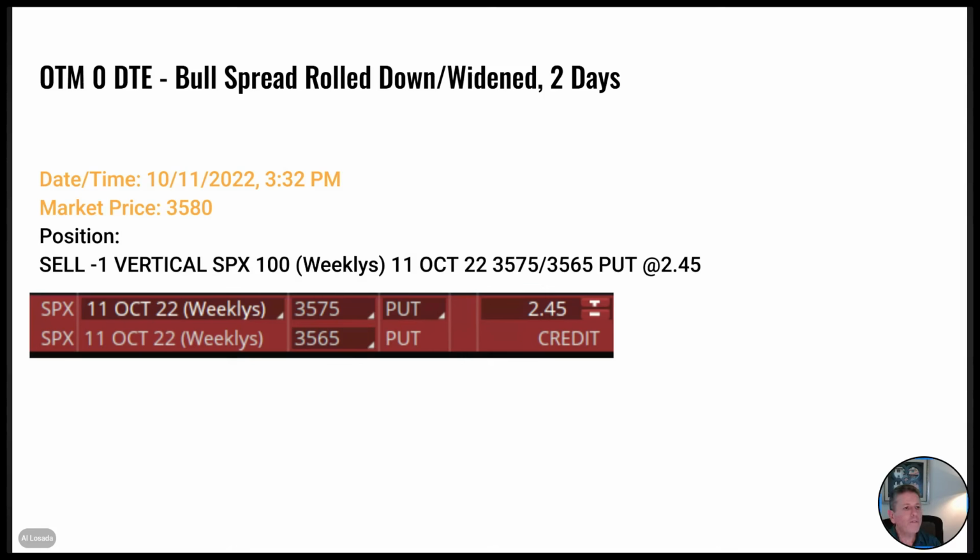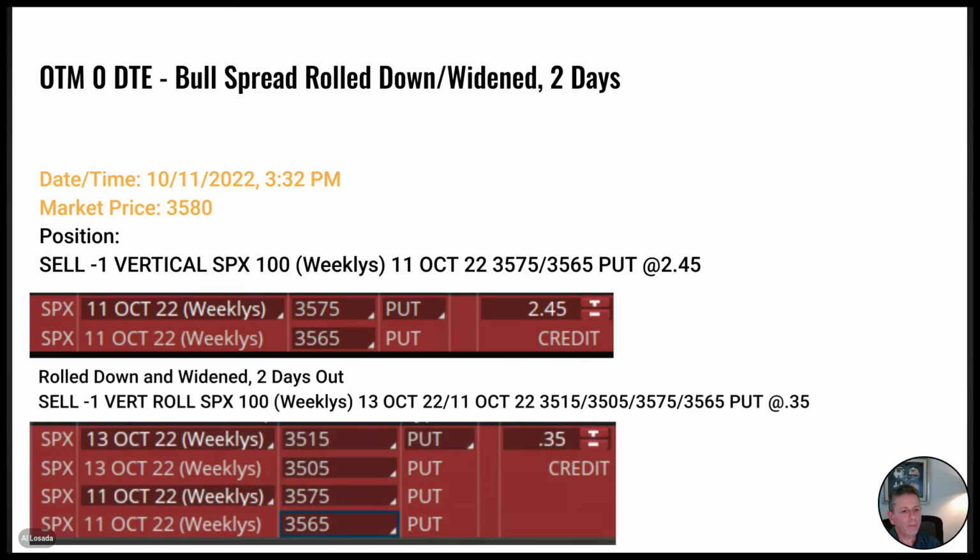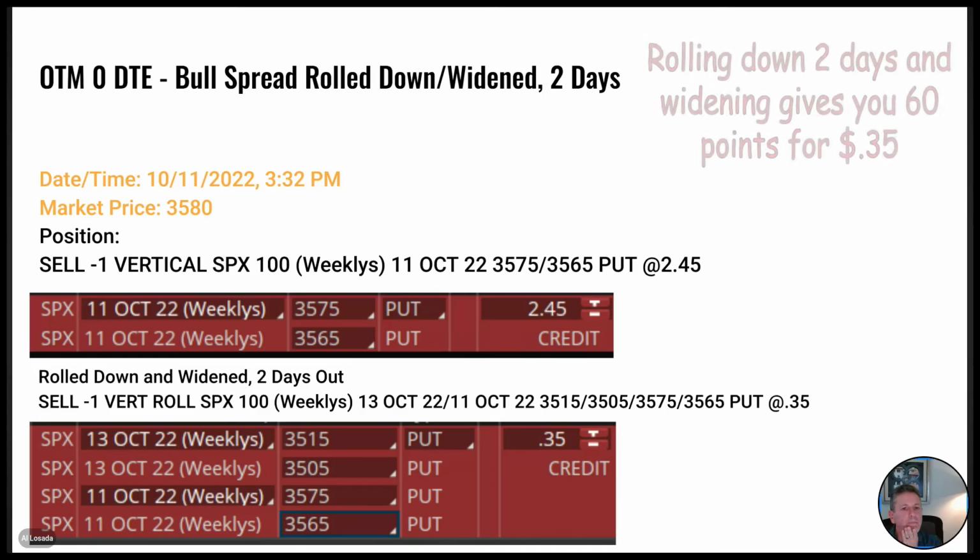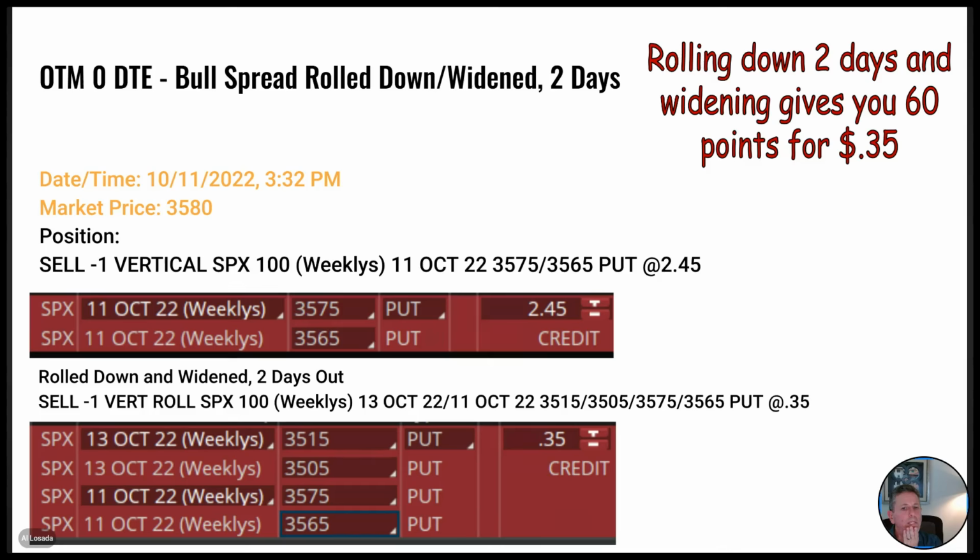All right, now we have a bull spread, rolled down, widened 2 days. In here, you really get far from the money. So the widening position gives you 60 points at 35 cents. But keep in mind, when you widen those spreads, it can get really messy because you might not have enough to do it.